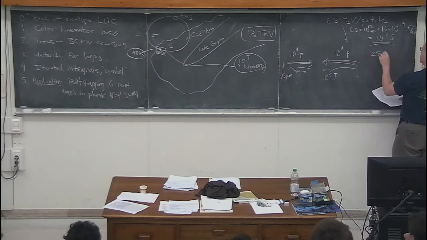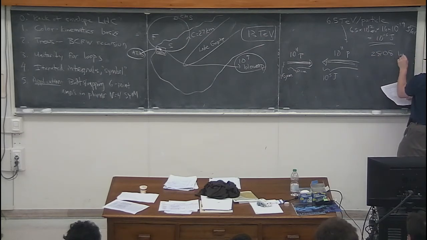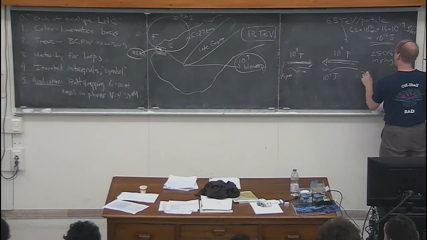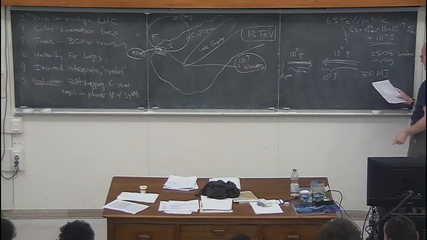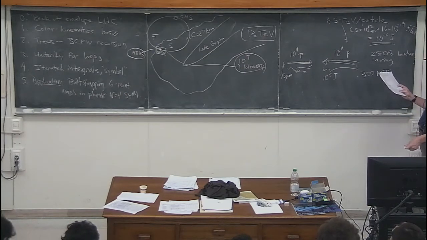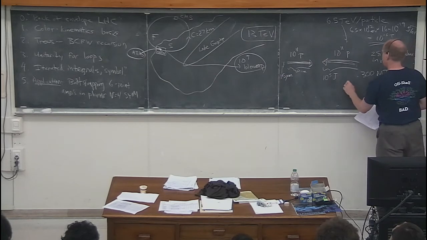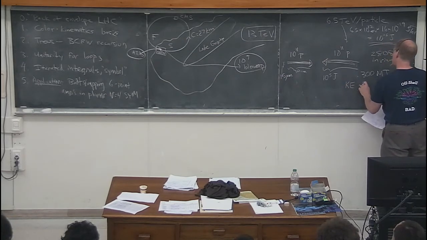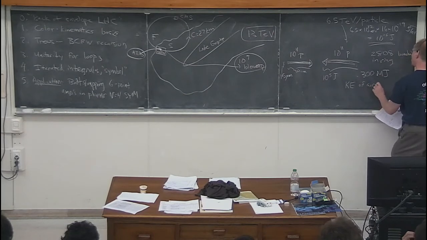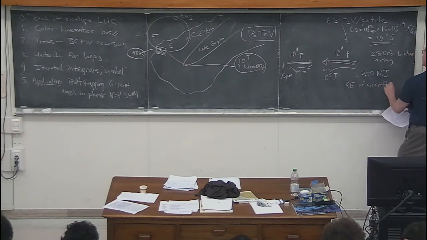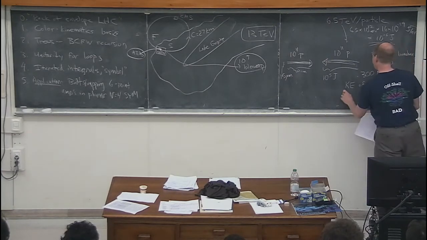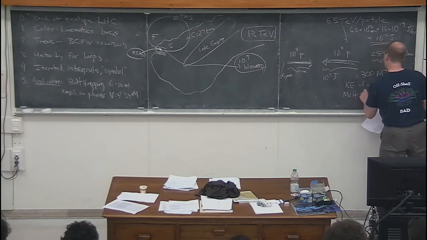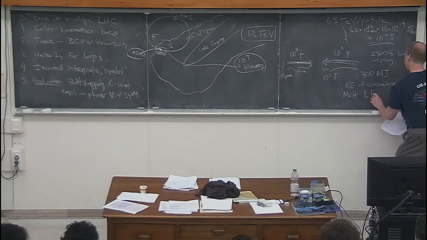And there are 2,808 bunches in the ring. So the amount of energy stored in each beam is about 300 megajoules. So that's a lot of energy. That's macroscopic. In fact, this is the kinetic energy of an aircraft carrier going at about 5 or 10 knots. Or maybe more relevant, it's enough energy to melt 1 metric ton of copper.